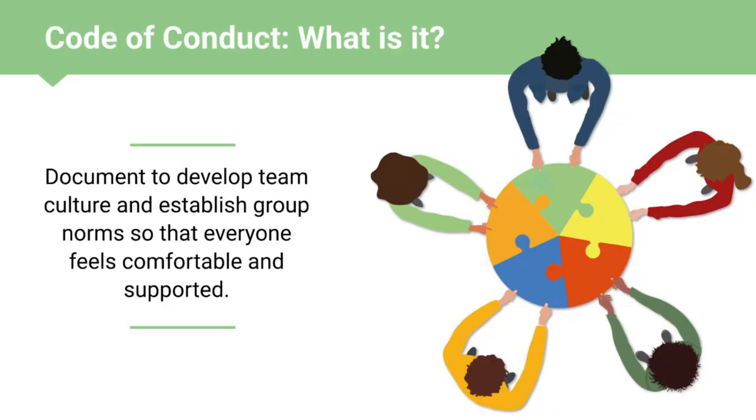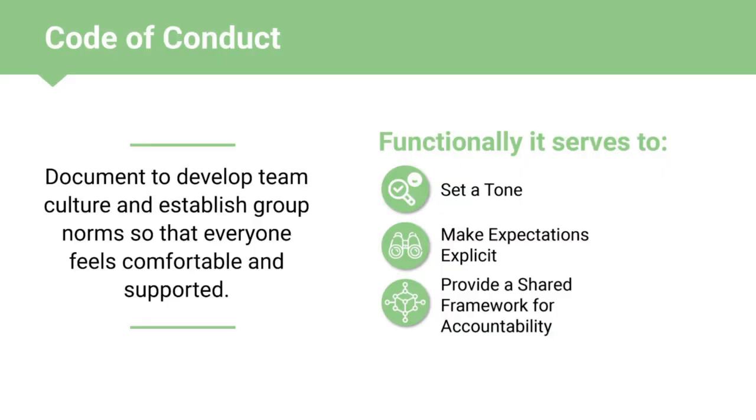Let's start off with a general definition. A code of conduct is a document with elements that are ideally built by group consensus to develop team culture and to establish group norms so that everyone feels comfortable and supported. At a high level, a code of conduct is an opportunity for us to envision how we want our field team to operate. It can set a tone for our group culture, can make expectations explicit, and it gives us a shared framework for holding each other accountable towards supporting group and individual success.